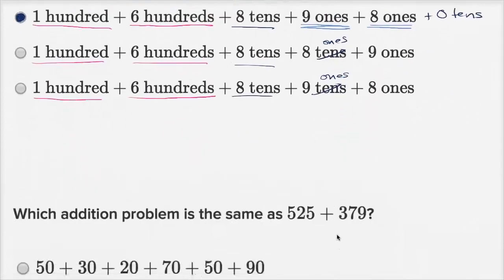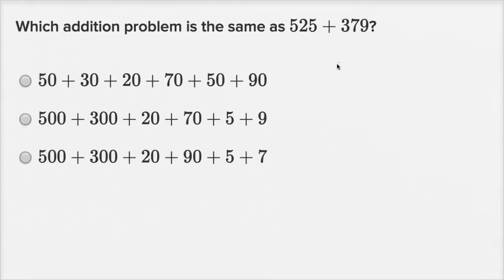Let's do another one of these, or at least a related type of problem. Which addition problem is the same as 525 plus 379? So let's just break it down. So we have a 5 in the hundreds place, so that would be 500. And then we have a 3 in the hundreds place, so plus 300. Then we have a 2 in the tens place, so it's 2 tens or 20. And then we have a 7 in the tens place, so that's plus 70.